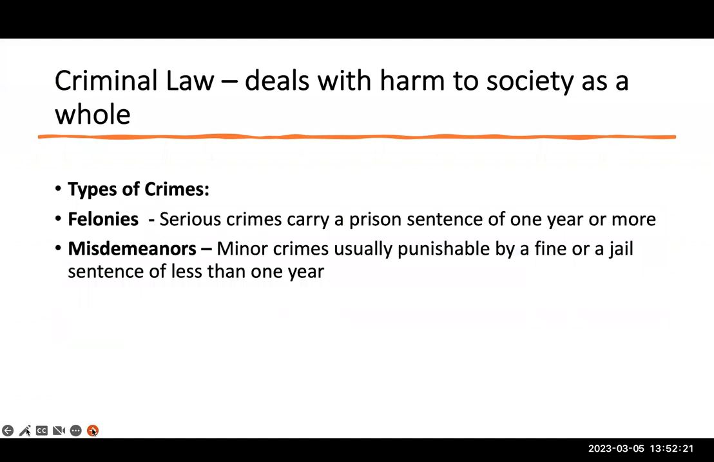Criminal law deals with harms to society as a whole.